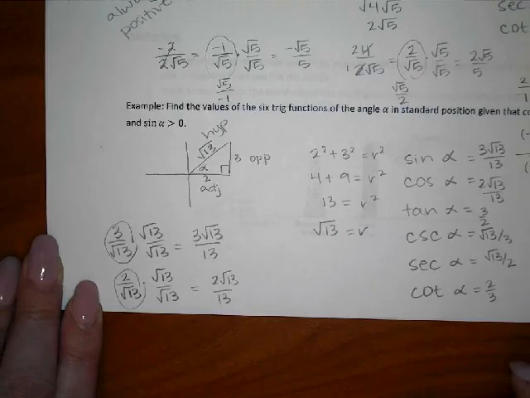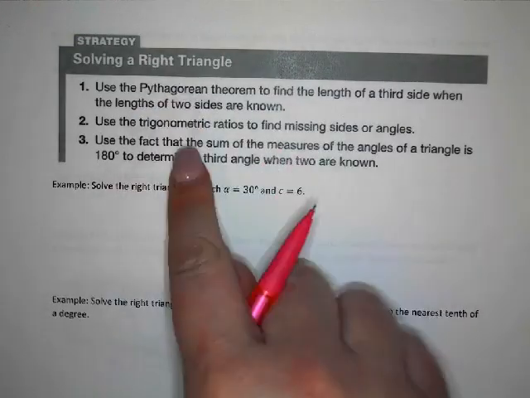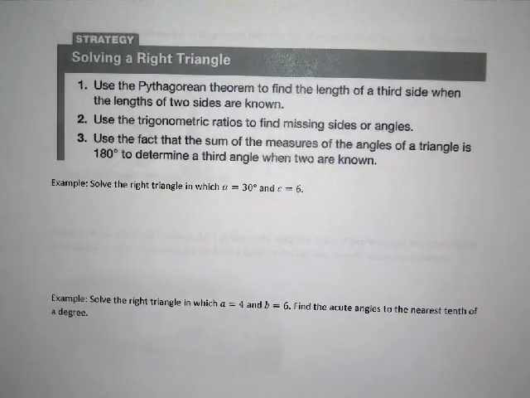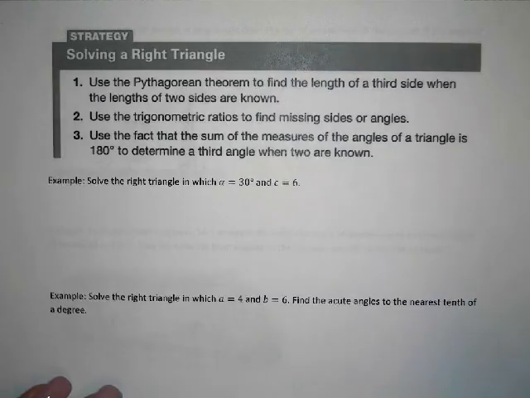All right, on the next page, it says solving a right triangle. This is all about solving a right triangle specifically, but nothing describes what they mean when they say solving a triangle. So when they say solve a triangle, they mean find all the missing sides and all the missing angles of the triangle. That's what they mean.